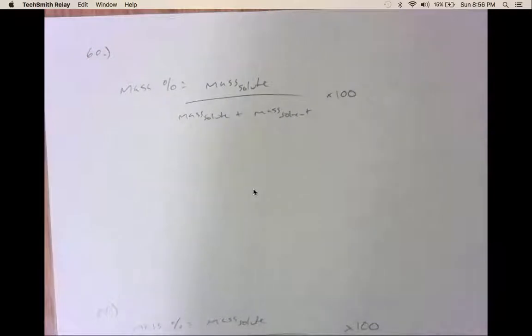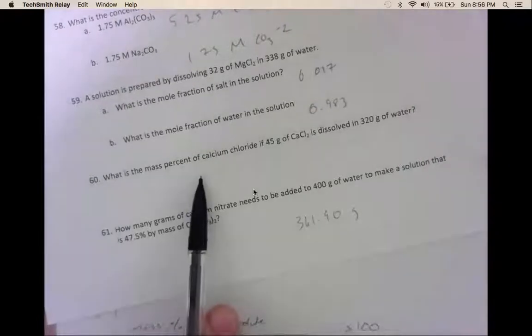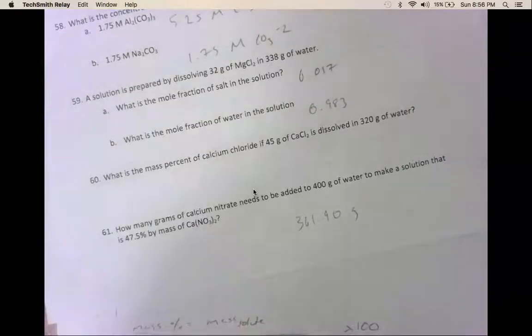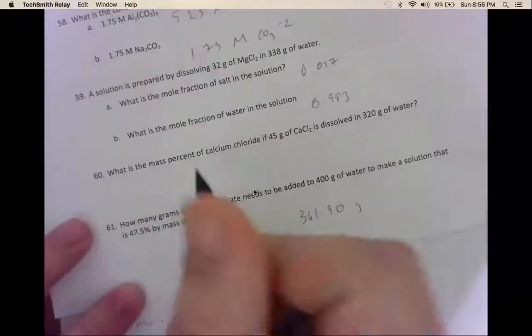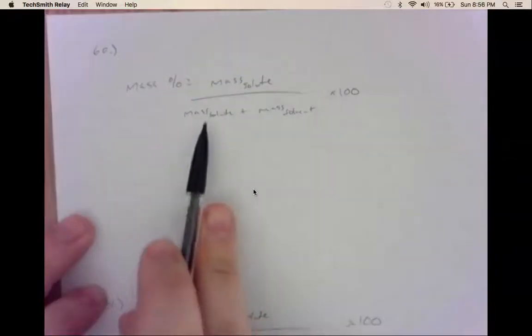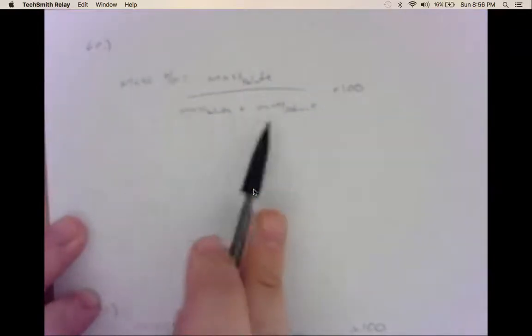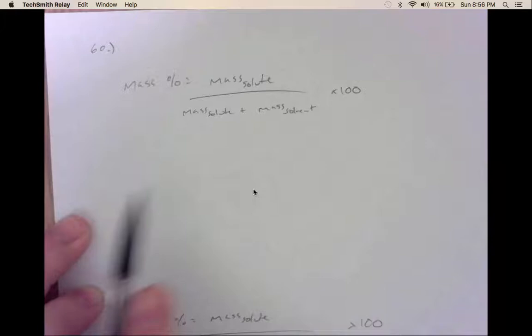Next, question 60 is asking us what is the mass percent of calcium chloride if 45 grams of calcium chloride is dissolved in 320 grams of water. So we focus on the word mass percent. That tells us to use our mass percent formula. The mass percent equals the mass of the solute divided by the mass of the solute plus the mass of the solvent, all multiplied by 100.